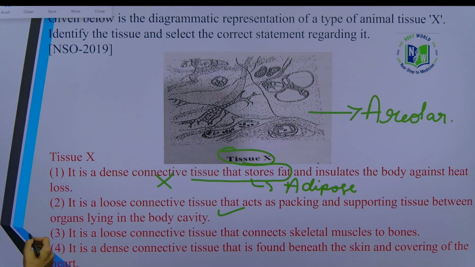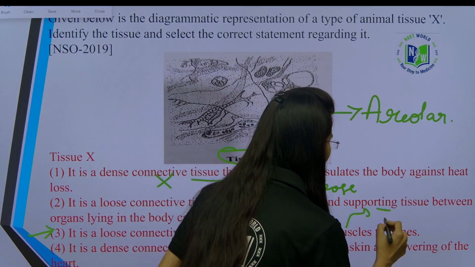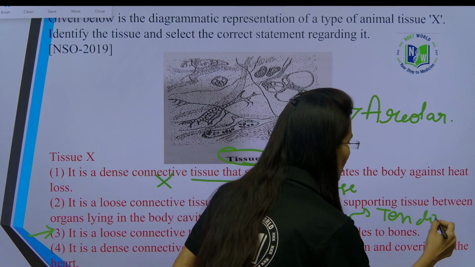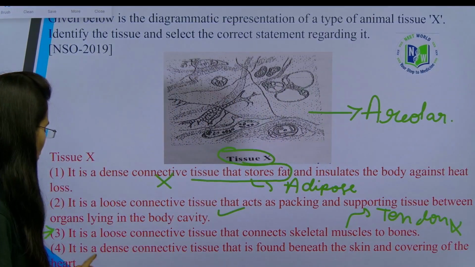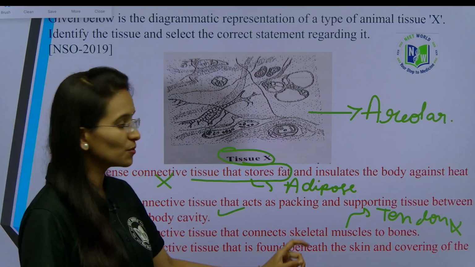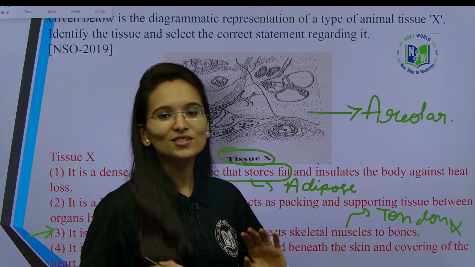And next, coming towards option 3, it is a loose connective tissue that connects the skeletal muscles to the bones. Okay, what is the tissue which connects the muscles to the bones? It is tendons, but not areolar tissue. So this is also the wrong option. Next, coming towards the fourth option, it is a dense connective tissue found beneath the skin and covering of the heart. This is also the irrelevant option.